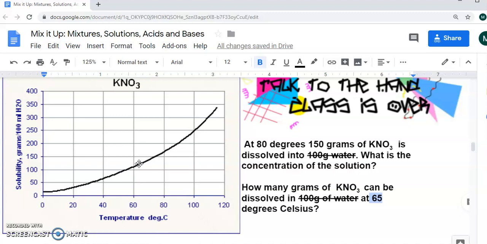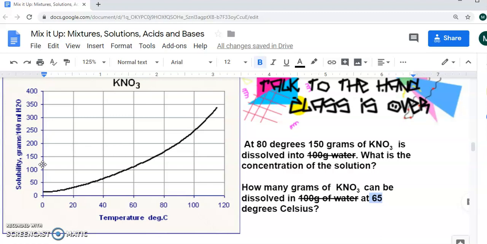Where I stop is how many grams can be dissolved at 65 degrees. So I'm going to follow over. You can watch my mouse. And I'd say about 110, maybe a little on the high side there. But 110 grams can be dissolved at 65 degrees.